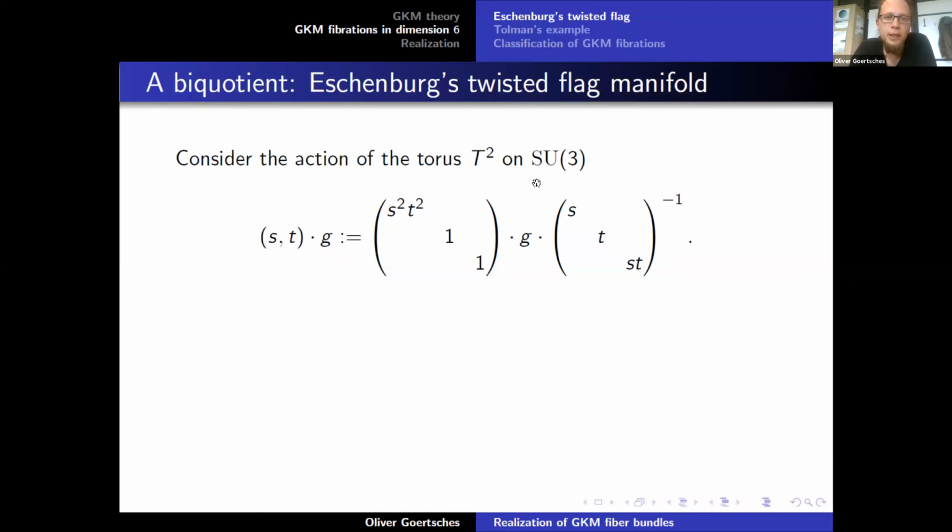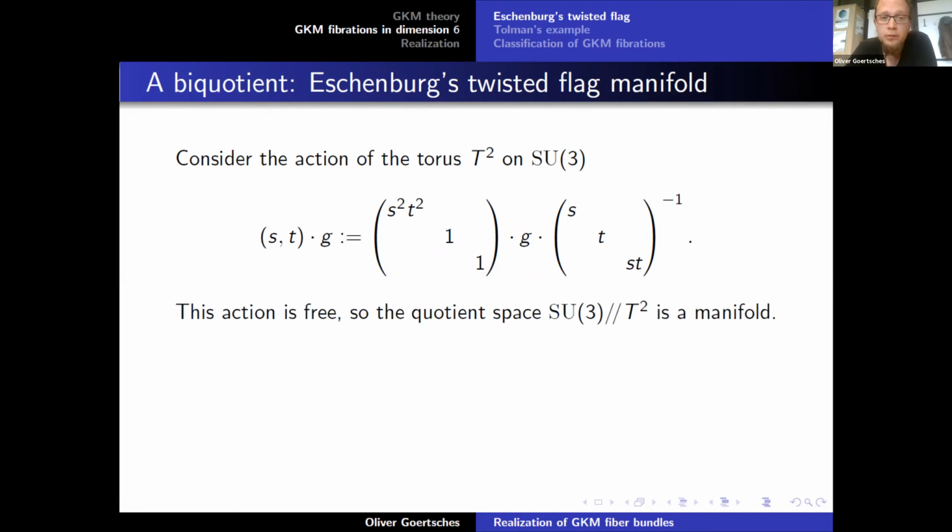And this is maybe one of the simplest non-trivial examples of a biquotient. You just take T2, so two unit complex numbers, and they act on a matrix in SU3 in this way here. What's not obvious is that the action is free, but one can check this, look at the quotient space, and then you get a manifold. This is called Eschenburg's twisted flag. The notation here is a bit strange, this has nothing to do with symplectic reduction, but I don't want to write just one slash, because one slash would look like the standard flag SU3 mod T2.